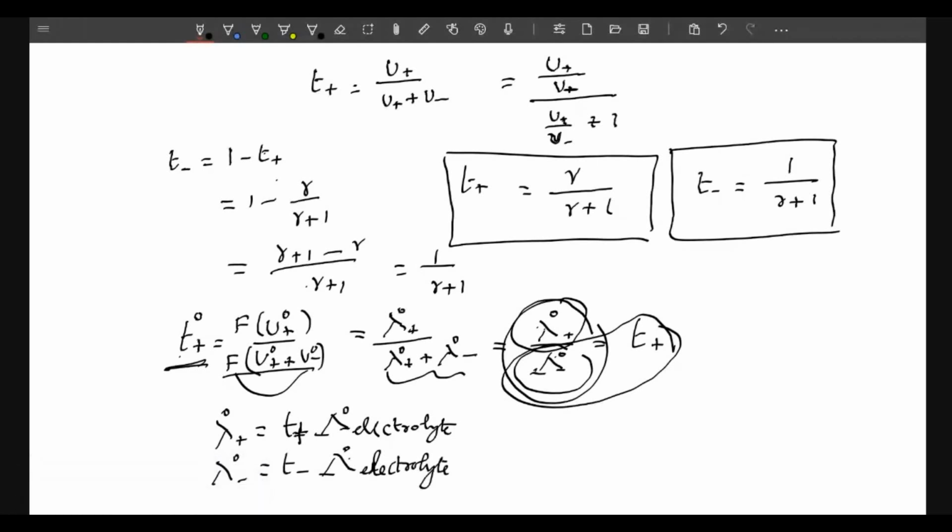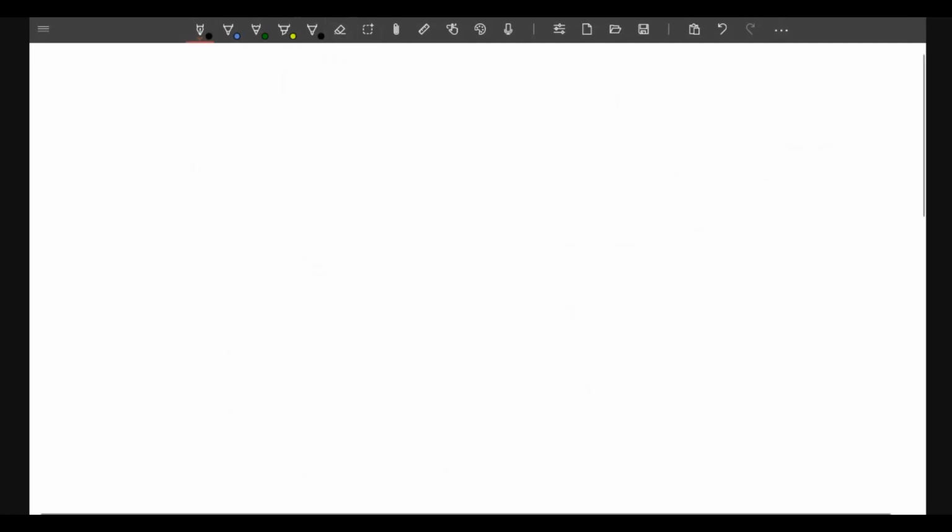Therefore, if you see this type of relationship, anybody can be easily confused. And what is the relation I have to seek to solve this problem? Take down the ultimate relationship for univalent electrolyte. I am giving it for univalent electrolyte, and for multivalent electrolyte I am not giving the relationship.